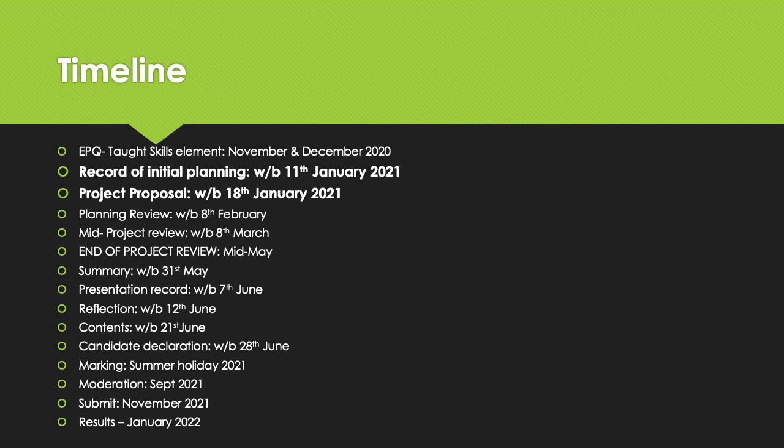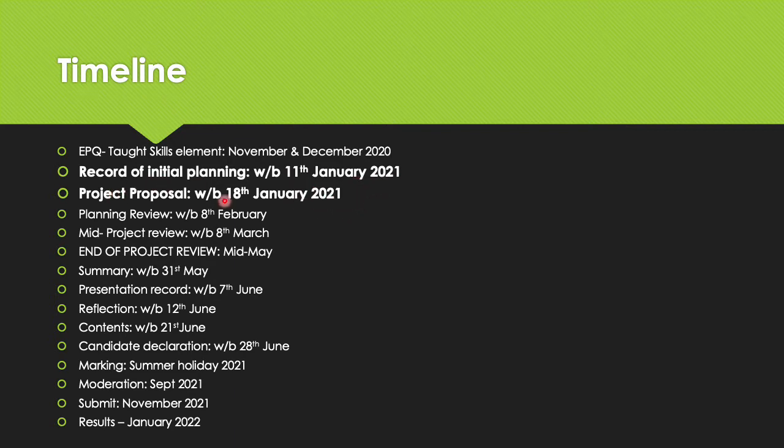Well, hopefully Mr. Oswald will have shown you this slide last week, but here's your timeline for the EPQ, which is important. It's important to realise what the score is and where you're going with the project. So at the moment, I'm teaching you the skills element, which will be over November and December of this year. One of the first things you'll do, if you decide to go ahead with the EPQ after Christmas, is start some initial planning. You'll have an initial planning meeting with your supervisor, which will begin in early January.